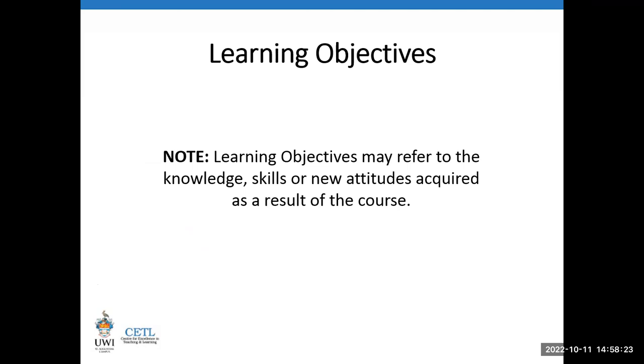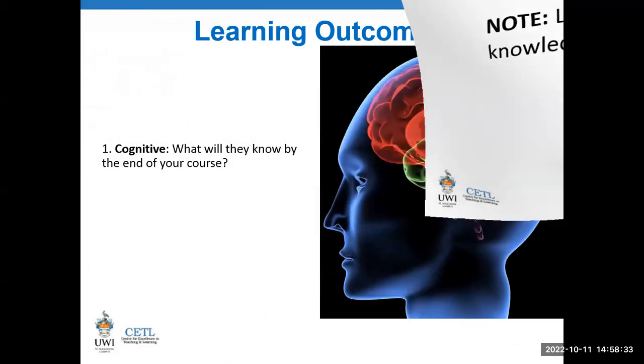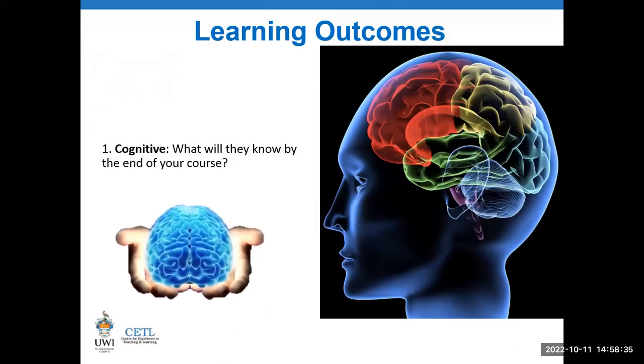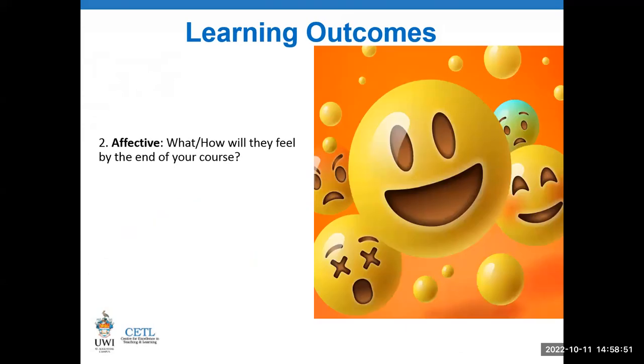When I say broad, I mean it must cover different levels or skill sets or knowledge base or attitudes. Let me explain what I mean by that. You have 3 different dimensions, if you want to call it that. You have what we call the cognitive. So it's really what students would know by the end of your course or program. What do they know? This speaks to cognitive processes. What have they learned? It's knowledge base.